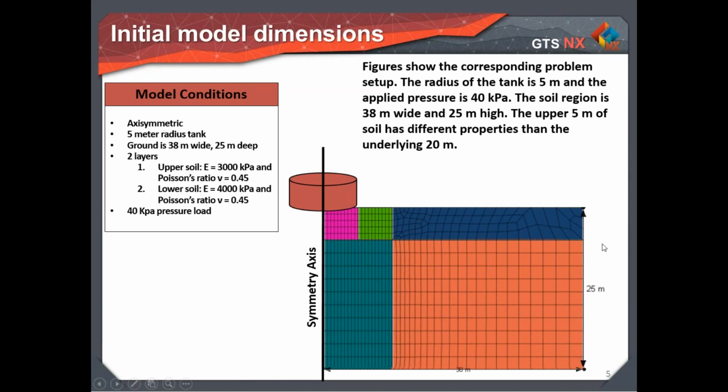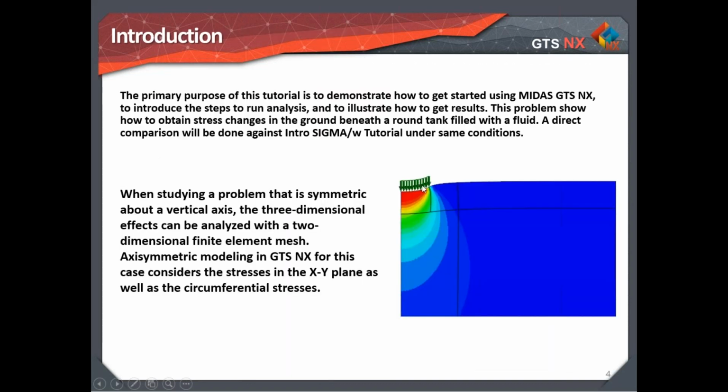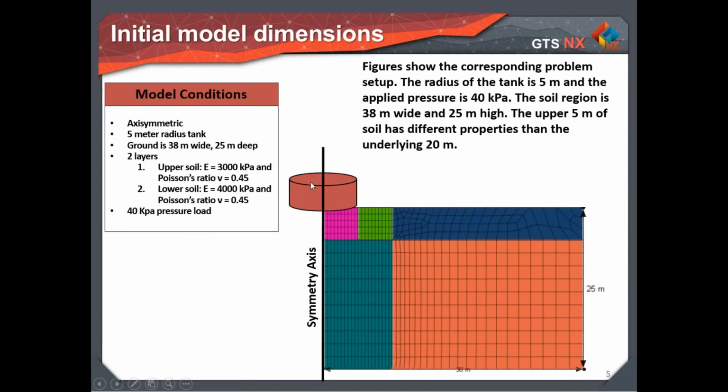So in this case, what we have here are the dimensions of our model. The tank will be in the top left corner, as we saw with the load distribution being there. And what we see is that we have 2 main soil layers, which we're going to model into the program.